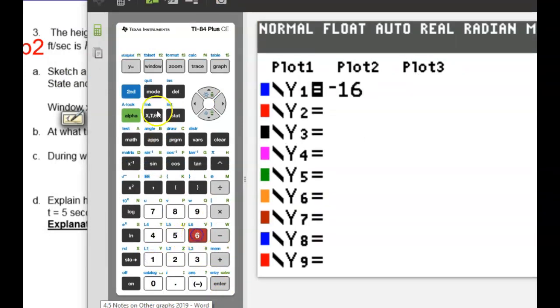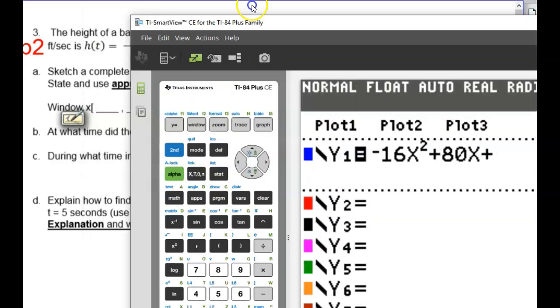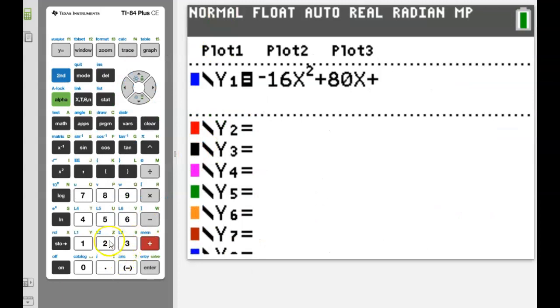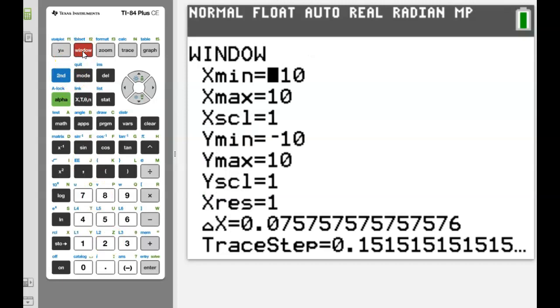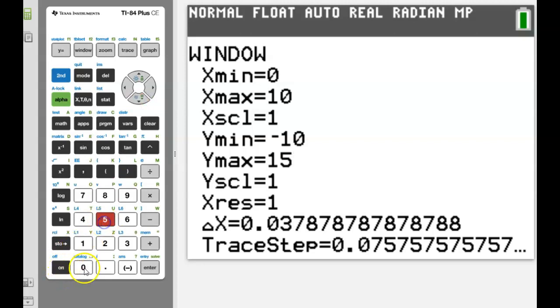Negative 16x squared plus 80x plus 22. All right, so what is an appropriate window? What is x representing? X is not height. So time, so I'm going to put 0 to 10 and see if it comes down or not. I'm going to leave this negative 10, but I'm thinking it goes up pretty high. I don't know, I'm going to try 150.